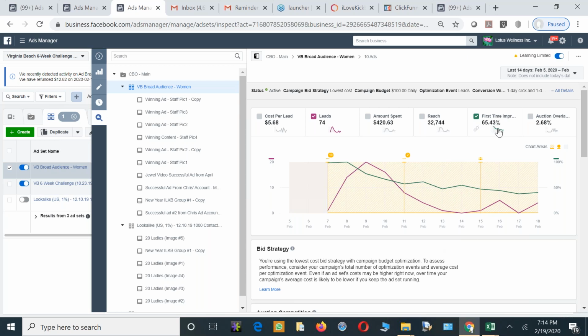I see. So, what are the three audiences? Can you repeat again? Exclude website visitors and then ad engagements, which is like Facebook page engagements.